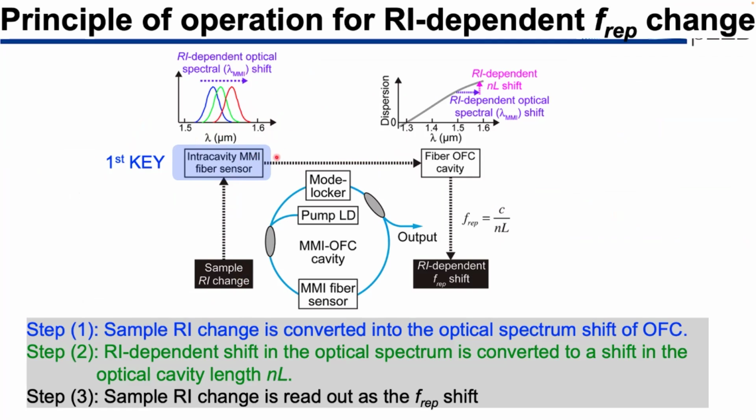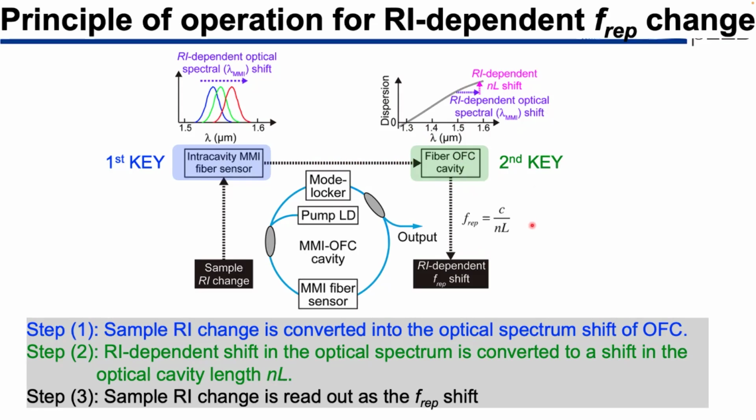And the second key is dispersion of refractive index in the OFC cavity fiber, like here. So the RI-dependent optical spectral shift is converted into the RI-dependent shift of optical cavity length, or nL.